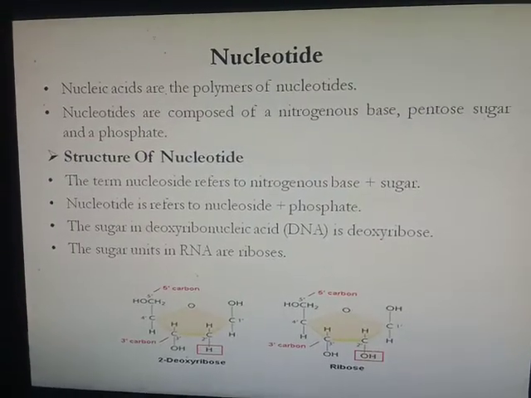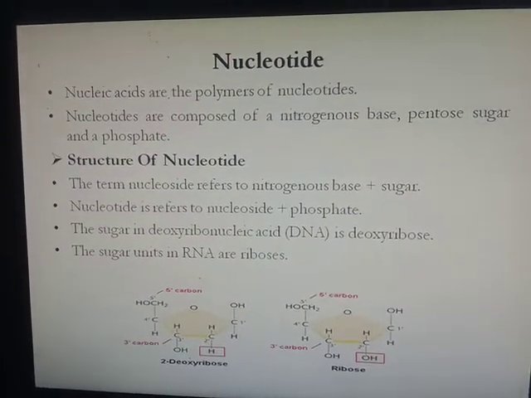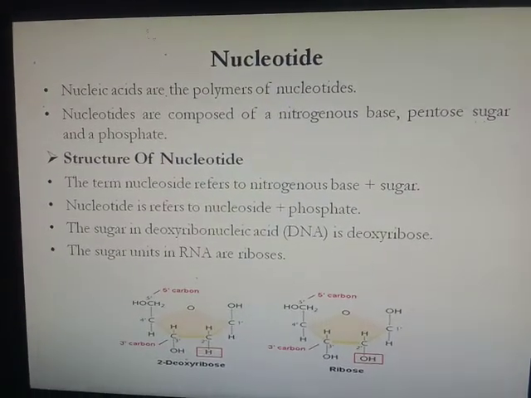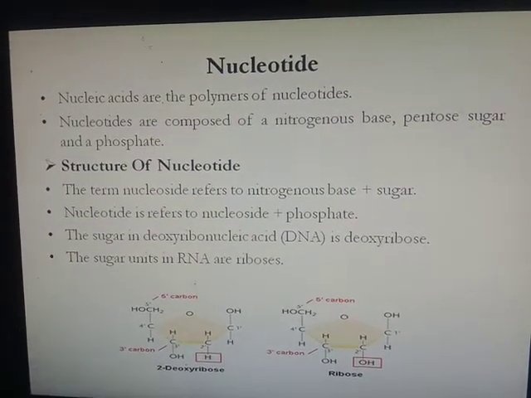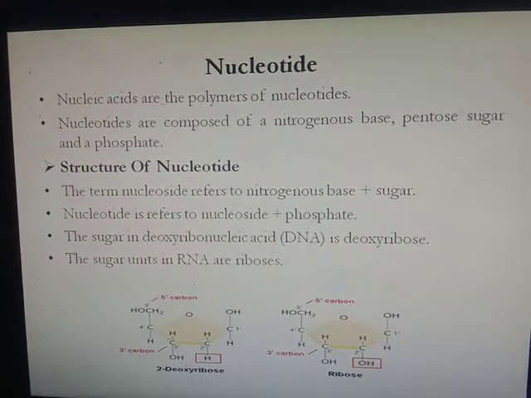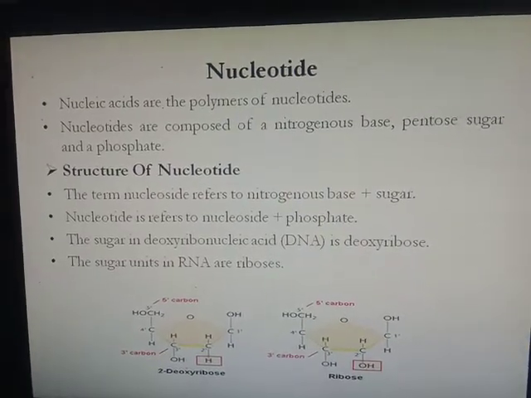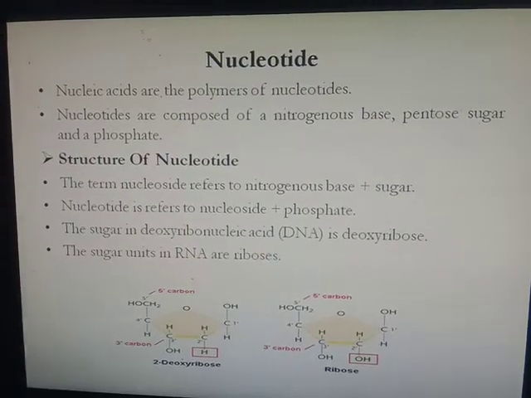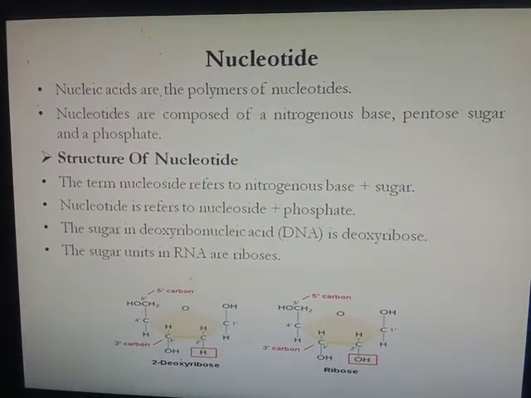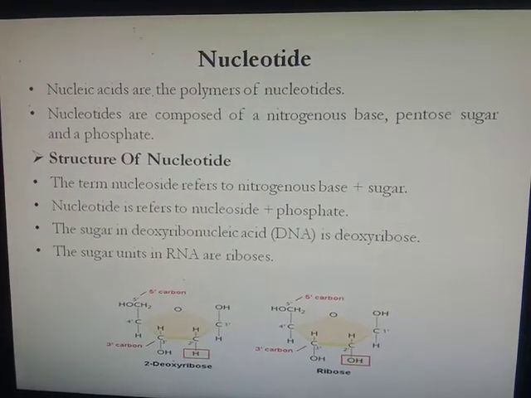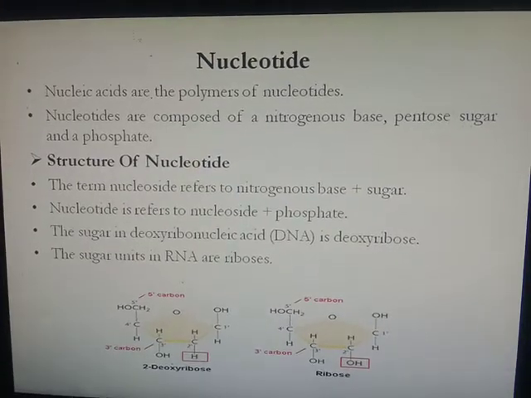So nucleic acid is made up of DNA and RNA. These DNA and RNA are polymers, made up of molecules called monomers. Those monomers are named nucleotides. So nucleic acids are polymers of nucleotides. From nucleotides, nucleic acid is formed. The nucleotides are composed of a nitrogenous base, a pentose sugar and phosphate.